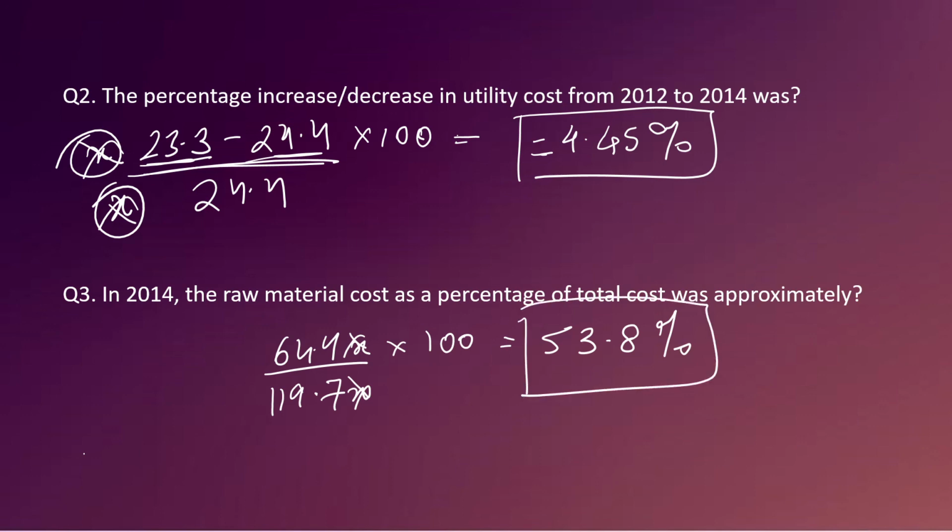As you can see, this was a very easy set based on bar graph. These types of sets you can also expect in CAT because one or two sets are very easy ones. So I hope you have understood it well. Thanks for watching the video, guys.